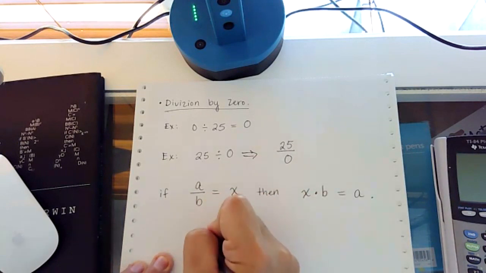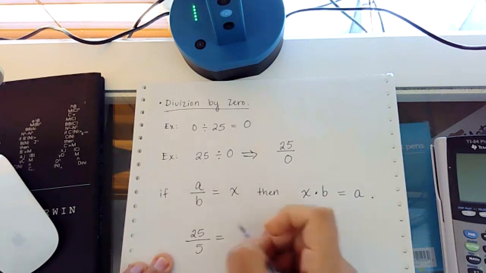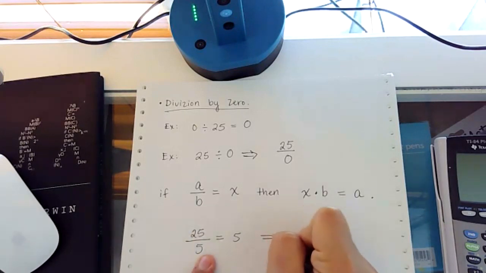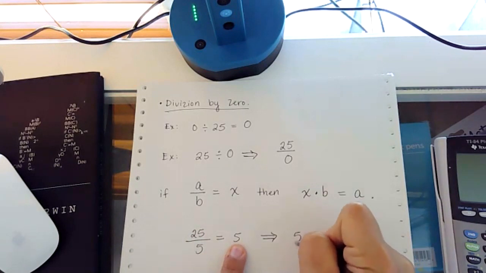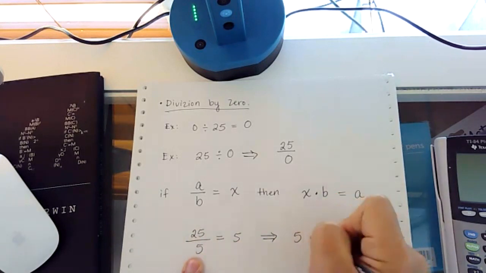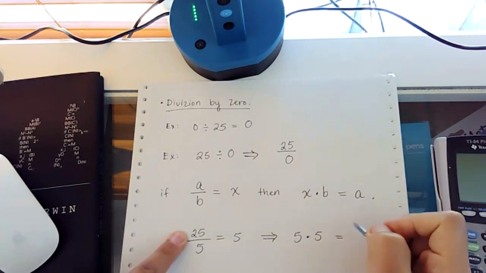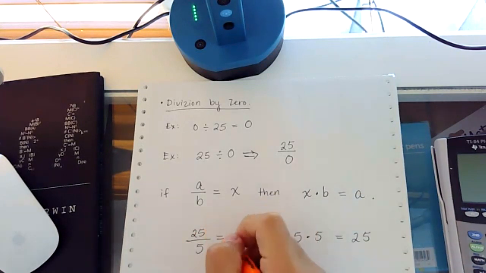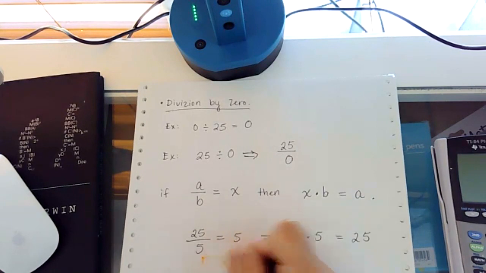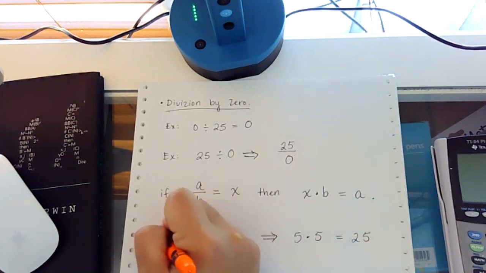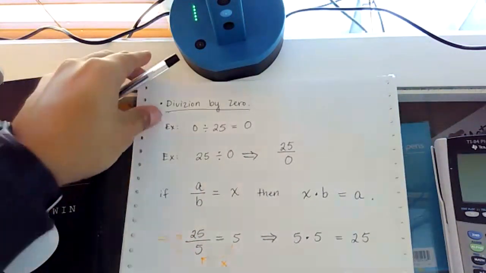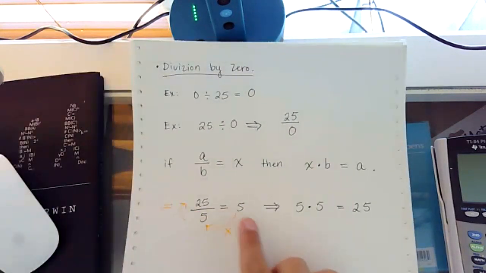Like if I had 25 divided by 5, we know that equals 5. Okay, so if I have this statement, this also implies that 5 times 5 is equal to the number on top, 25. So this times this equals this. And I definitely won't be using this highlighter anymore because it's a little hard to see. So that's how we want to think about the problem.